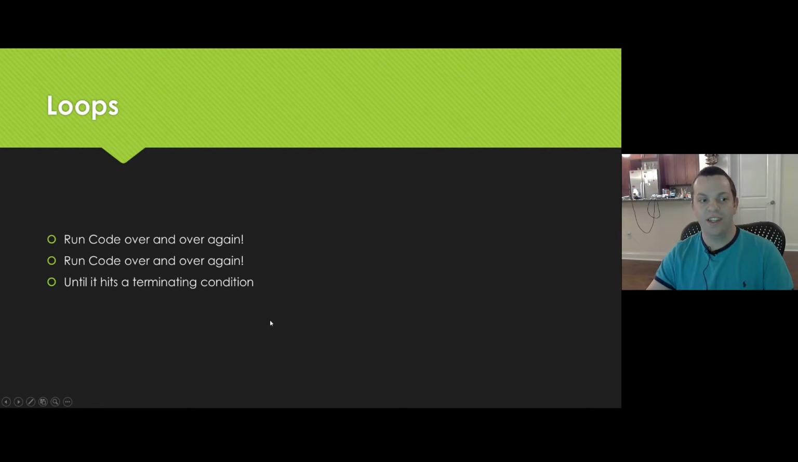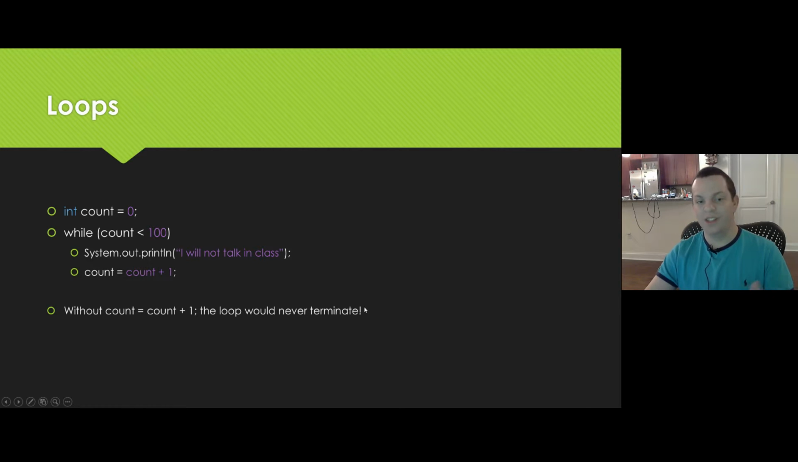So now our next thing is loops. Loops are another very essential concept for programming, and what they do is they keep running code over and over and over again until they hit a terminating condition. Some loops never really terminate until the entire program terminates, but that's outside of what we're talking about here. So let's go through an example.